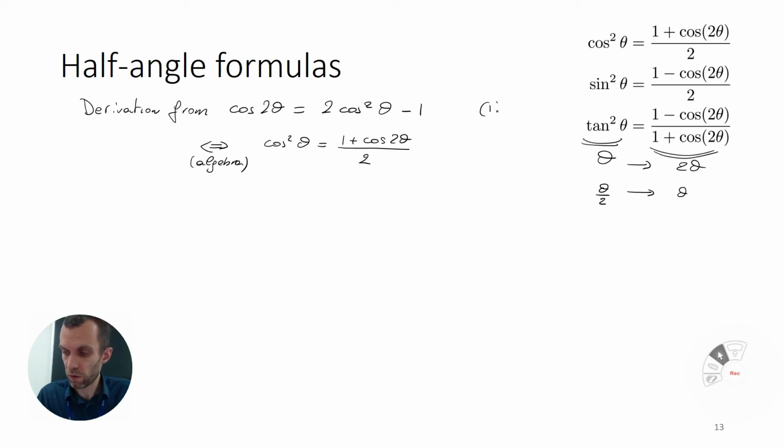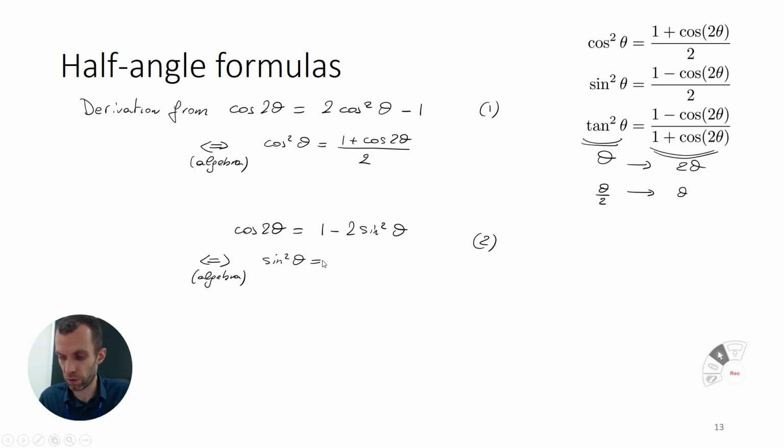So that's for 1, and then for expression 2, we can start from the other expression that we knew for cosine 2 theta, namely 1 minus 2 times sine squared of theta. And again, doing some algebra, if you bring sine squared theta to the left-hand side and put everything on the right-hand side, you get that this is equal to 1 minus cosine 2 theta divided by 2.